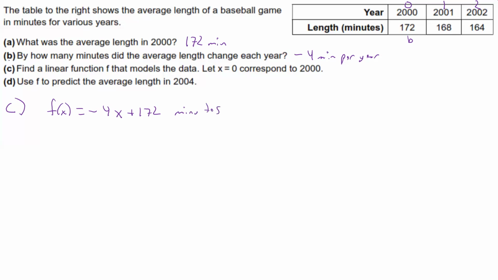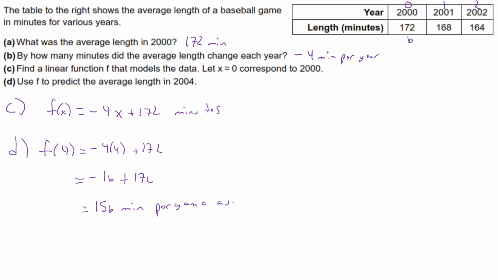Okay. Now we're supposed to use this to predict in 2004. So D, f of, in this case, 4 is equal to what? Well, minus 4 times 4 plus 172, and that's going to be what? A minus 16 plus 172, so 172 minus 16, that's going to be 156, I think. So in 2004, it's going to be 156 minutes per game average. Okay. And that's really all they asked for in this one.